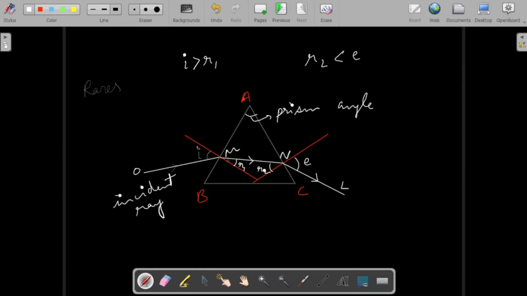Now see, we have to calculate the deviation angle of this incident ray which has taken place by this prism. So what is the deviation and how much deviation will there be? We have to calculate by using some formula and some relation. So we'll do that in the next slide.